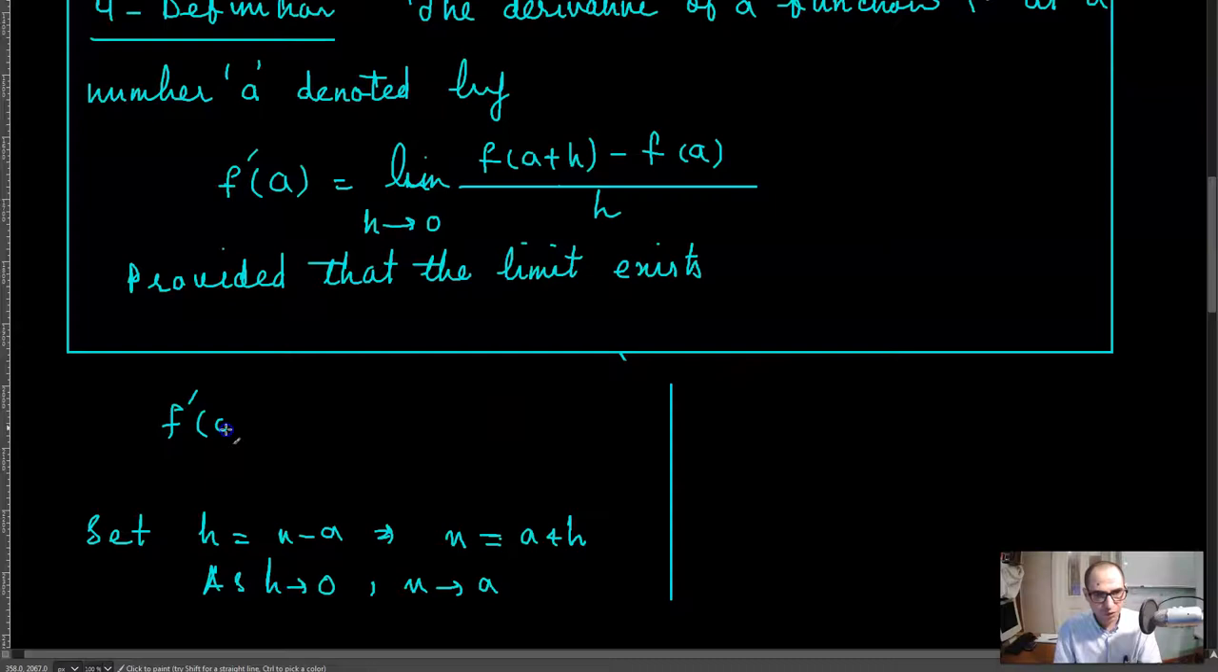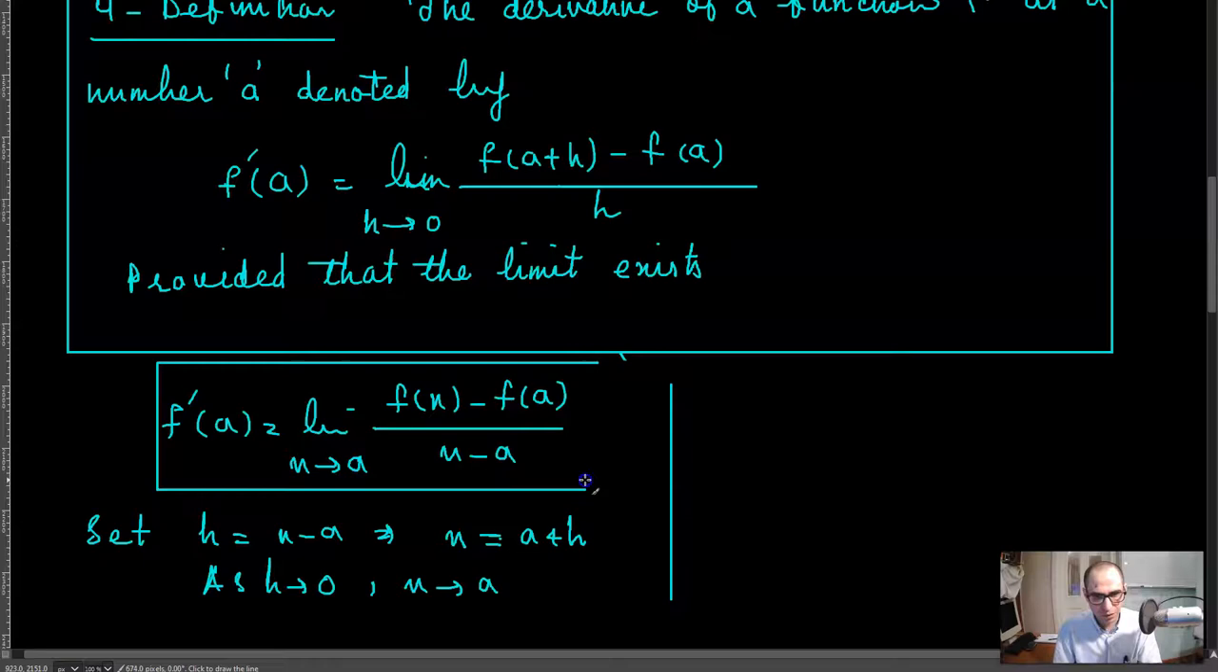Then you could write essentially the same thing as f prime of a is equal to the limit of f of x minus f of a over x minus a, as h approaches zero, x approaches a. So as x approaches a, you can write it this way as well, right? These two have the exact same meaning. So that's, give or take, the whole story.